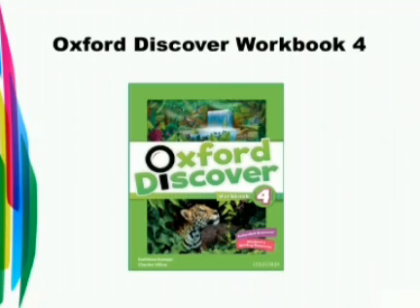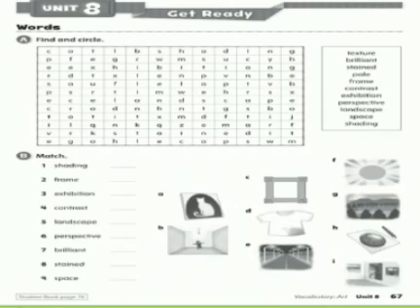We are going to do a few exercises from your workbook as well. Page number 67, this is your workbook, unit 8. Get ready. Exercise A is find and circle. They have given you a puzzle and a list of words in the box on your right hand side. You are going to find the words from the puzzle, all right? Then exercise B says match.